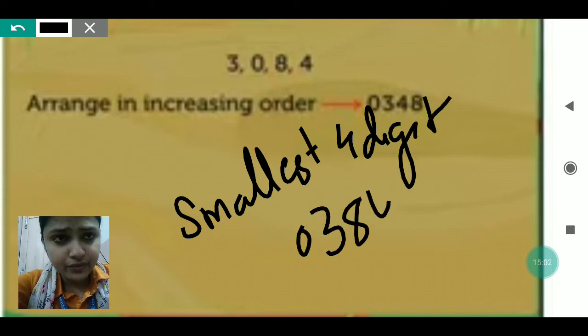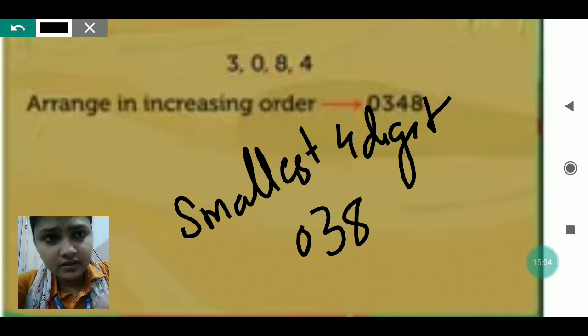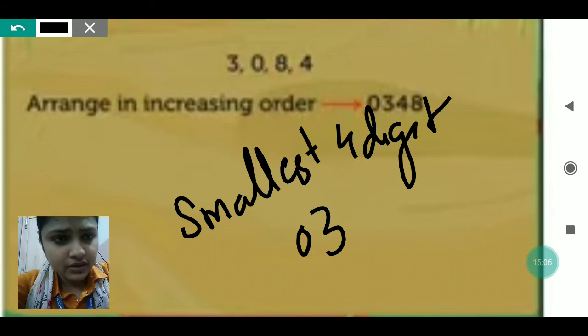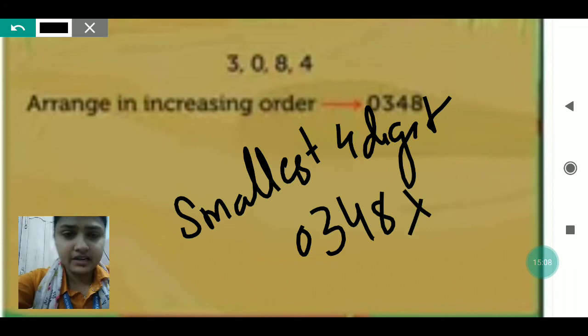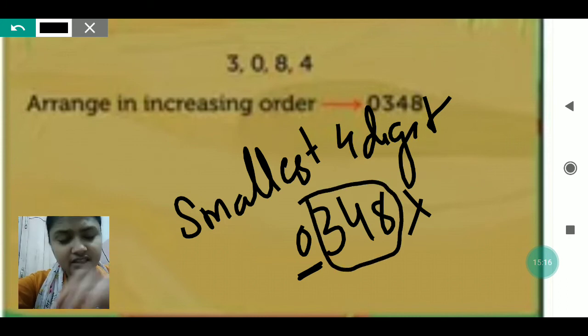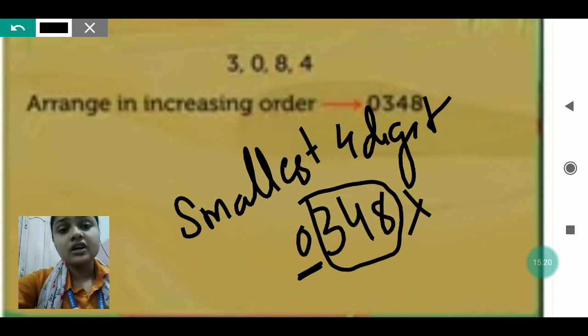0348. It is completely wrong, because when you are writing the 0 first, that 0 is not having any value, so you are having only a 3-digit number. When you will read this, you will read 348. You cannot read 0 hundred 0,000. We don't used to read that. So in that case it is wrong.